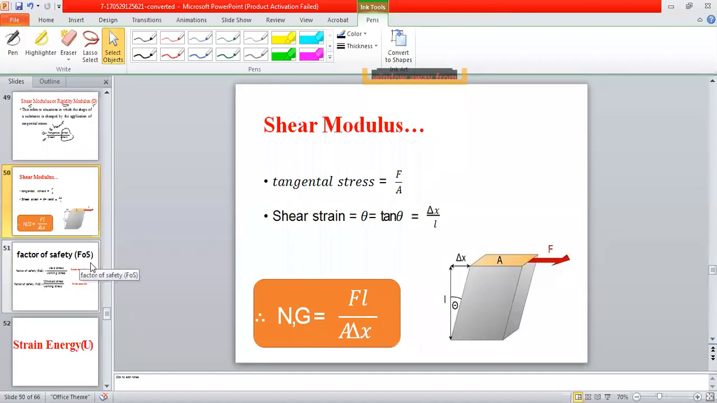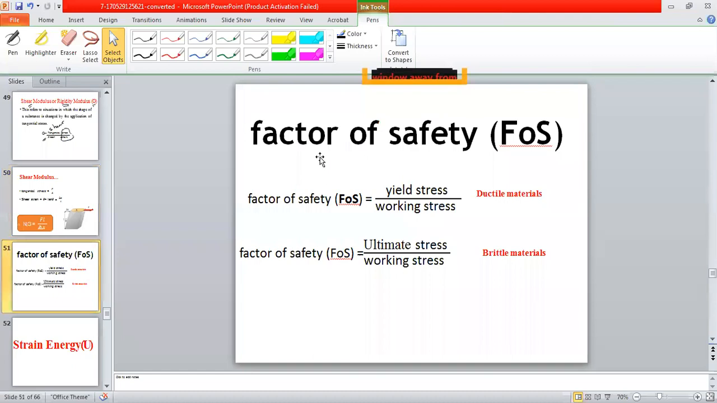Next, very important, that is factor of safety. We can find the factor of safety by using a formula, that is nothing but yield stress by working stress. Here, for a ductile material, we need to consider the yield stress of the component and working stress of the component to find the factor of safety. And for ductile materials, we need to consider this yield stress.